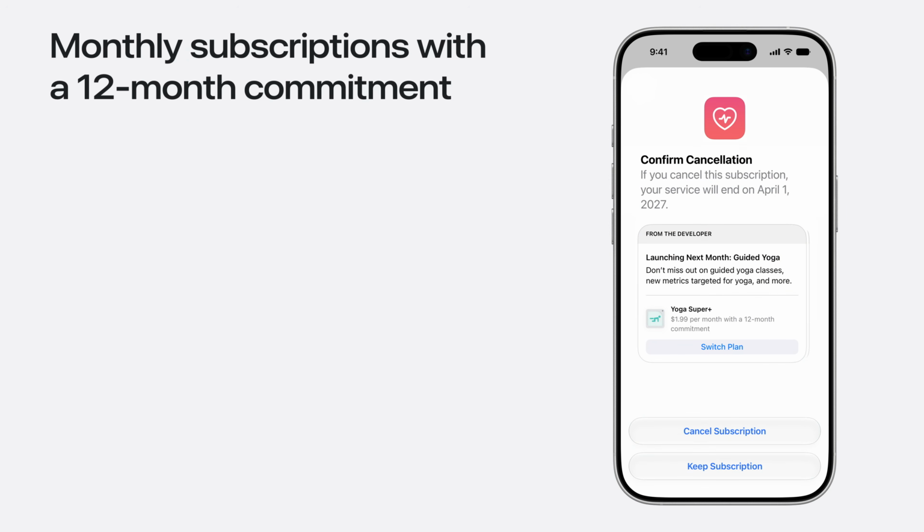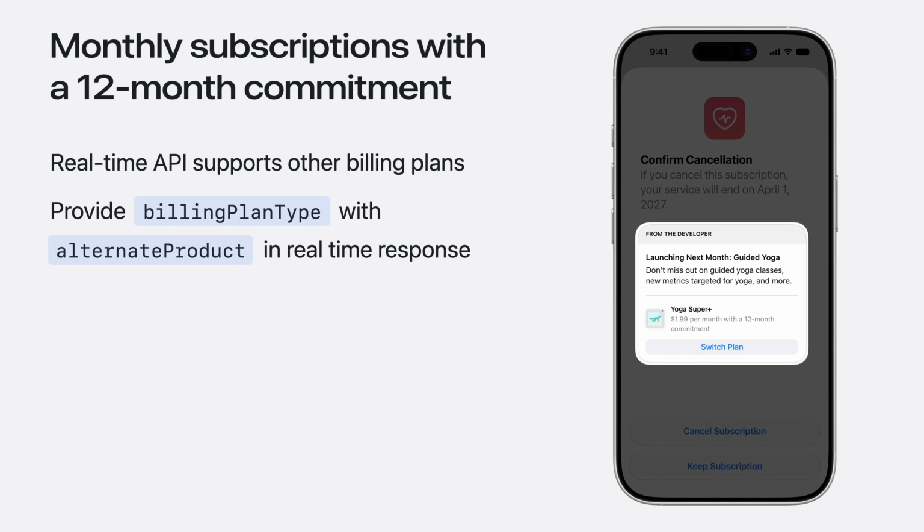iOS 26.5 introduced monthly subscriptions with a 12-month commitment. For this new billing plan type, the real-time retention messaging API is also updated to support this plan type as a switch plan. Simply provide the billing plan type field with your alternate product selection in your response to the App Store to offer this plan to your customers using retention messaging.